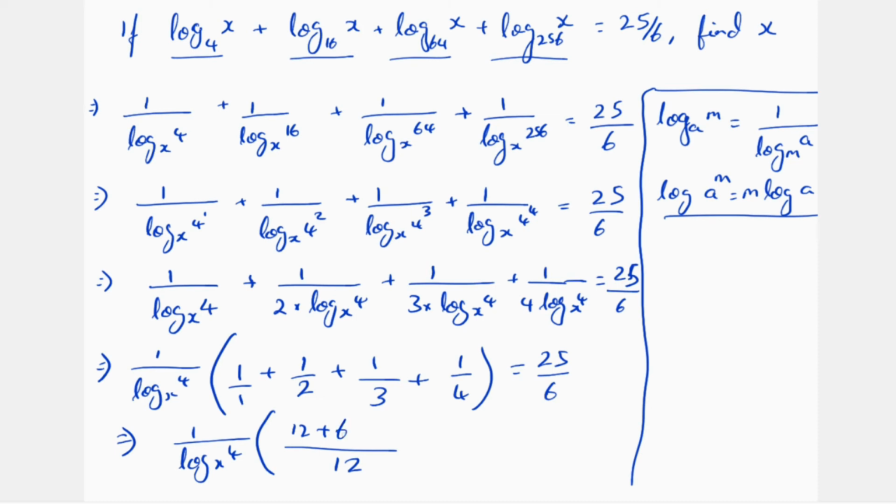So 1 into 6 is 6. For denominator 3 to become 12, I have to multiply both numerator and denominator by 4. So 1 into 4 is 4. And for 4 to become 12, I need to multiply by 3. Numerator and denominator have to be multiplied by 3. 1 into 3 is 3, is equal to 25 divided by 6.